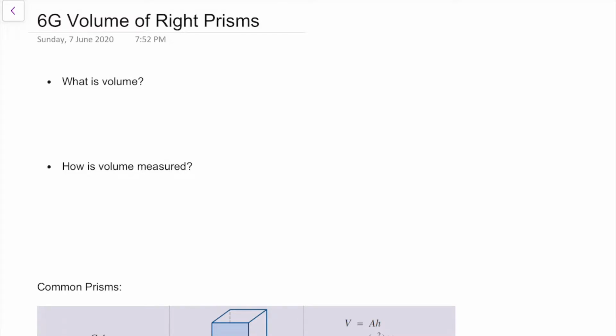Now, volume itself, what is volume? Volume itself is space. It's the space that's being occupied by a particular three-dimensional shape or three-dimensional object. Okay, it is the actual space that's occupied. All right, so let's write that down. It is the space being occupied. Okay, so that is what volume actually is.